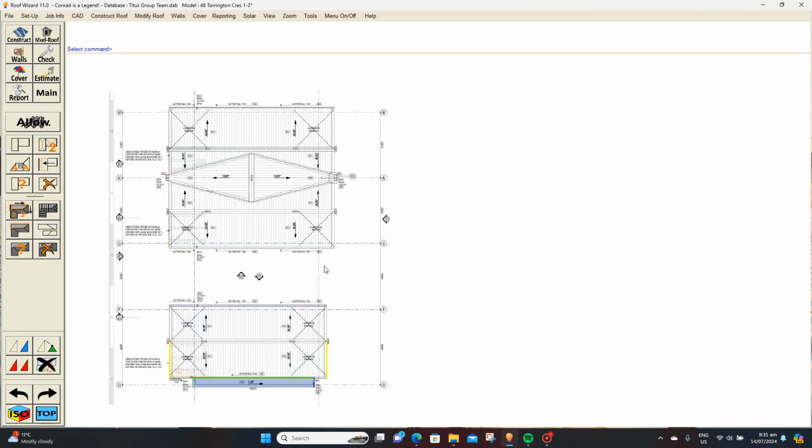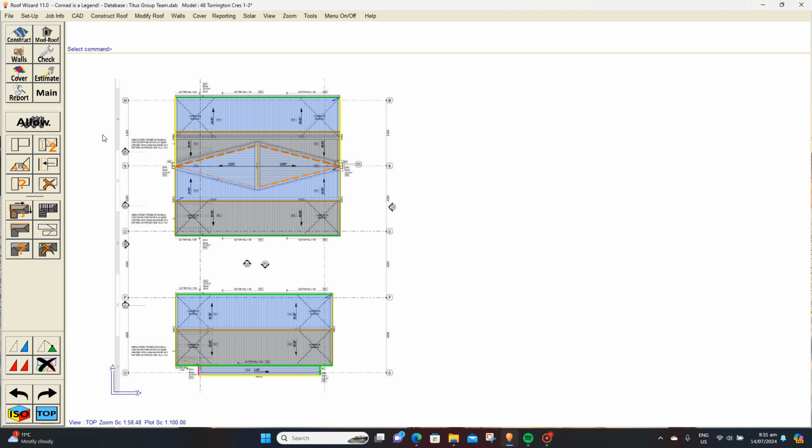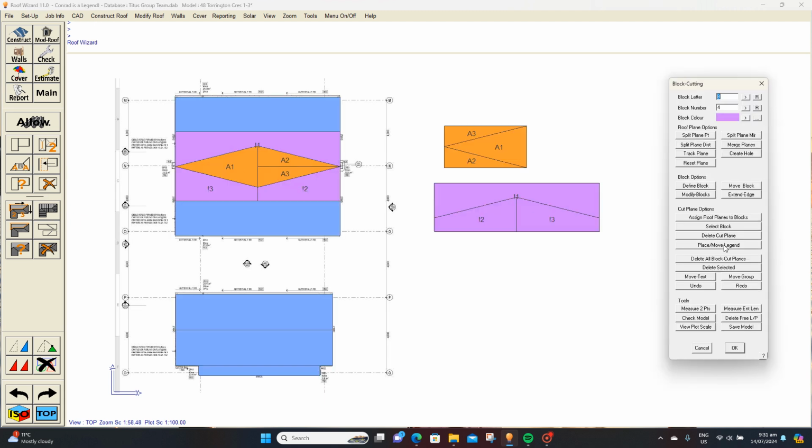Now, in the past, I've always thought it was quite unavoidable to order these with quite a lot of waste. About 15% wastage I've used in the past, but I've just worked out how to minimize that. So let's run through it together.